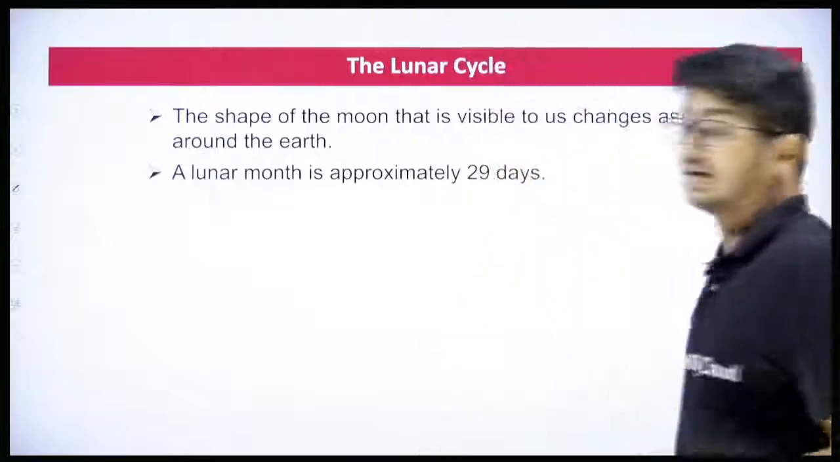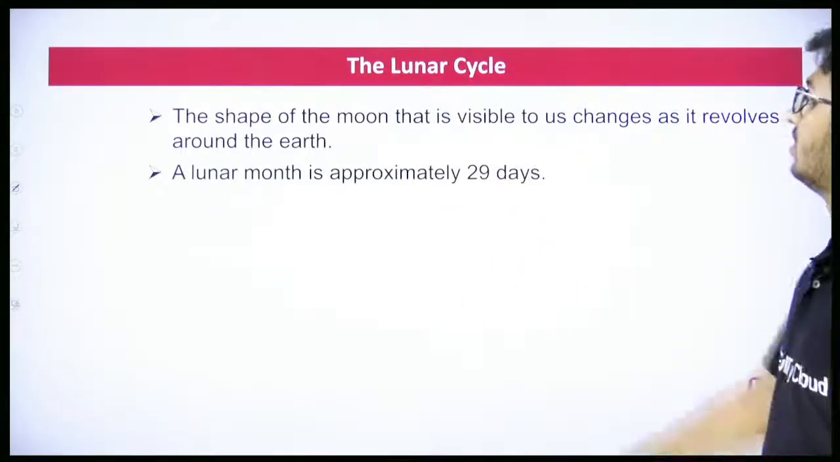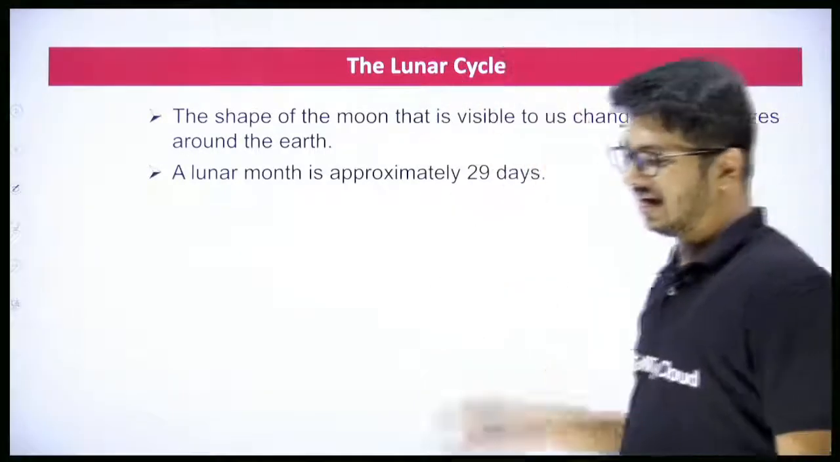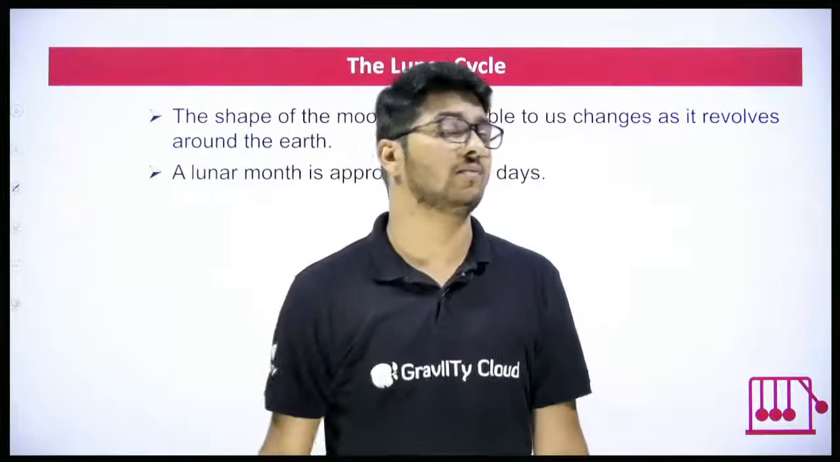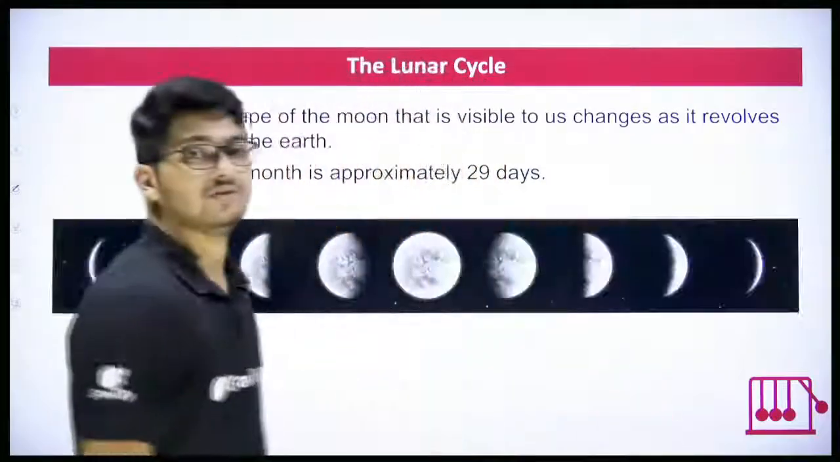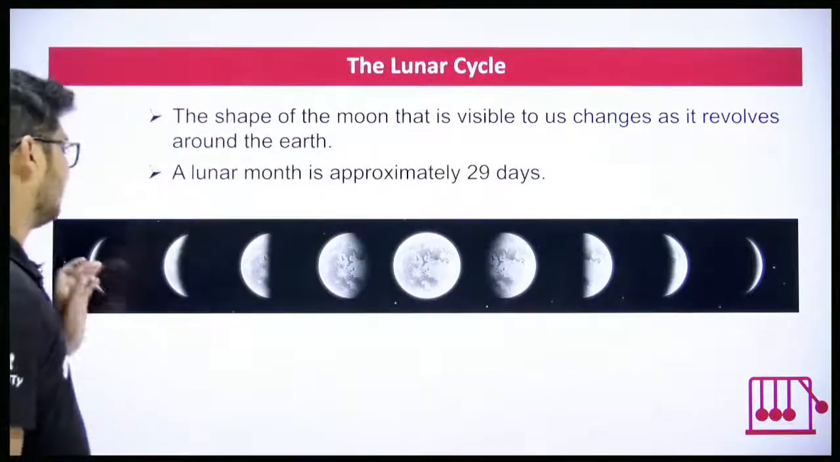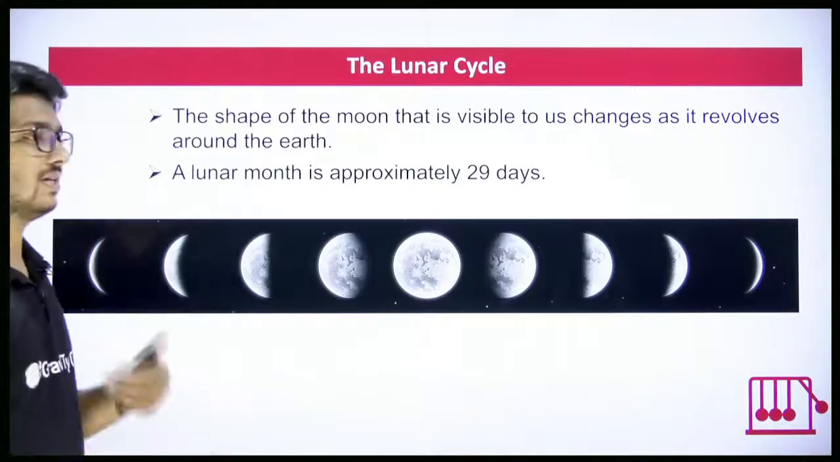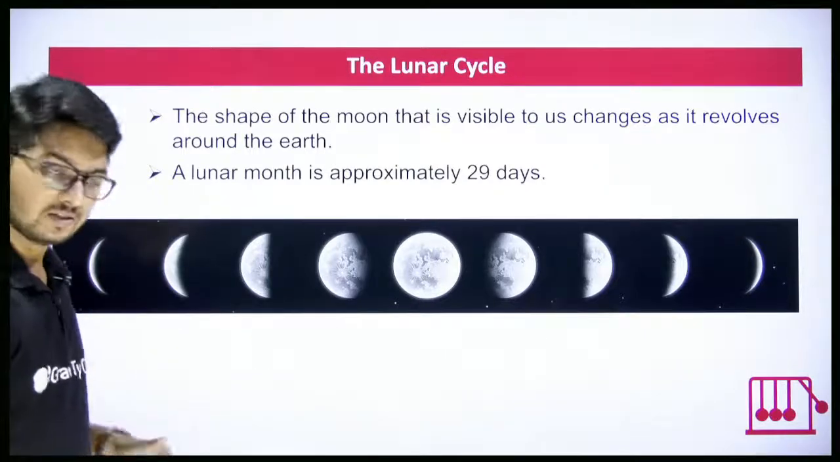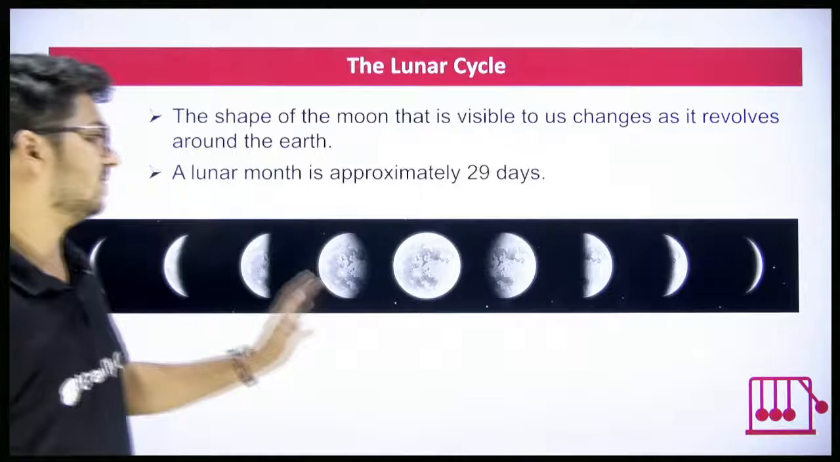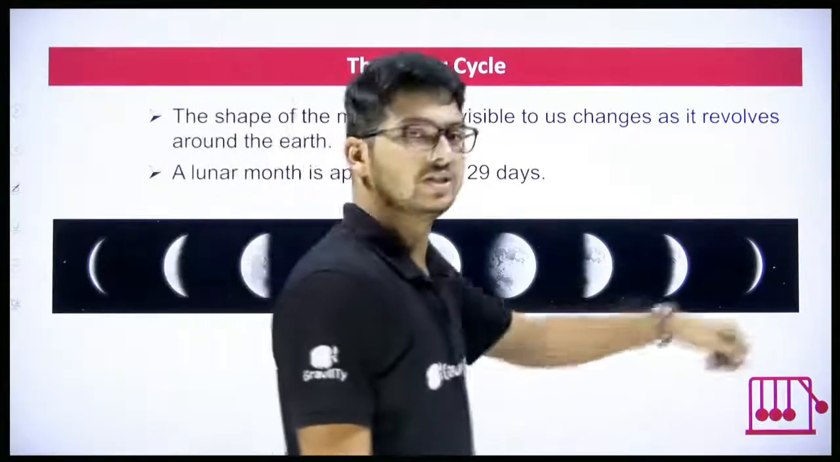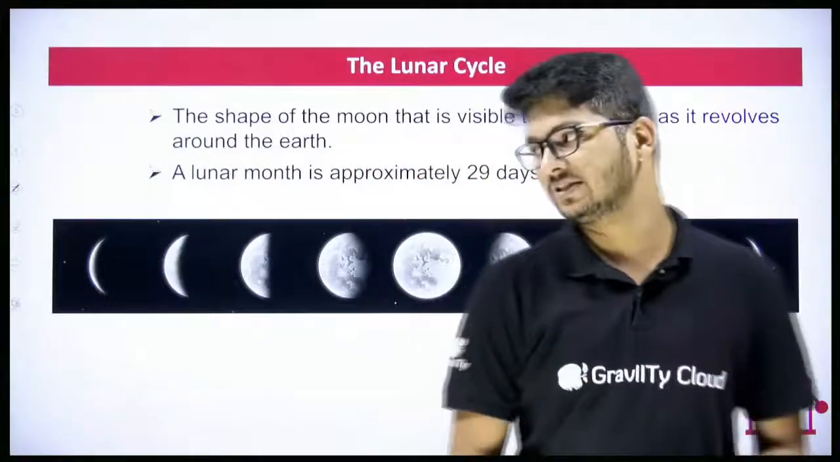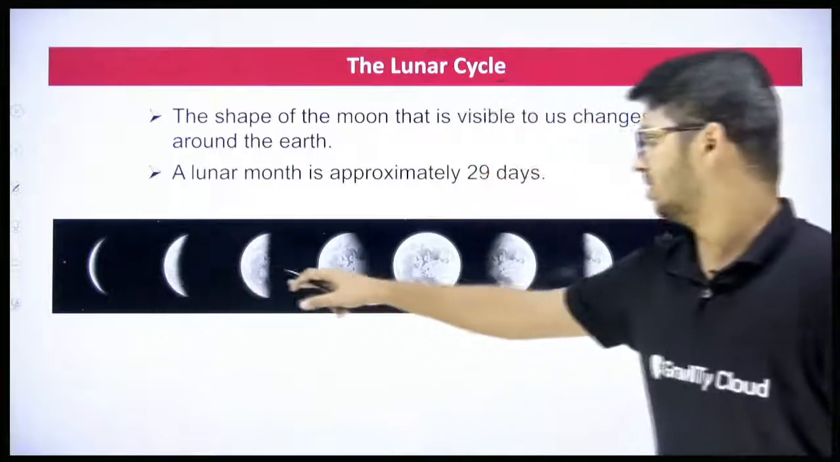Only days? No, we had other natural examples also, that is the lunar cycle. Lunar refers to the moon. Solar refers to the sun. And what is the speciality of the moon? If you look at the image, the shape of the moon that is visible to us keeps on changing. You can clearly see, yes or no? The shape of the moon.